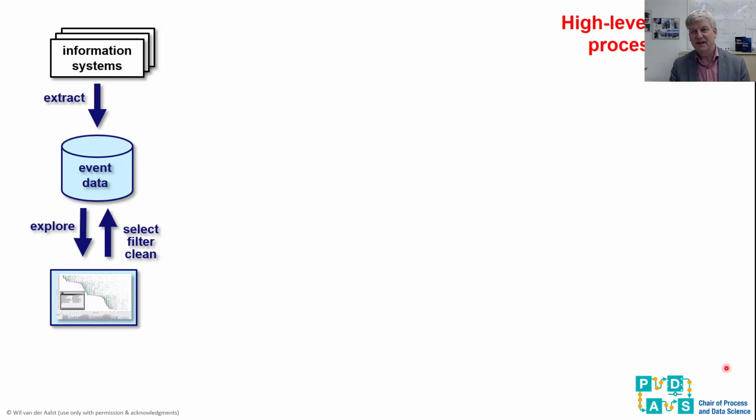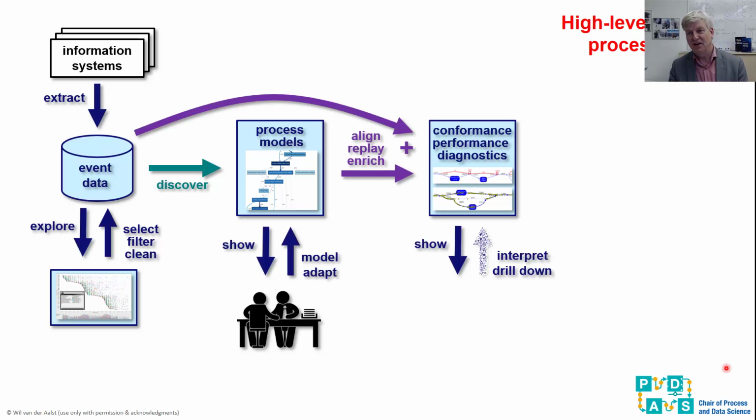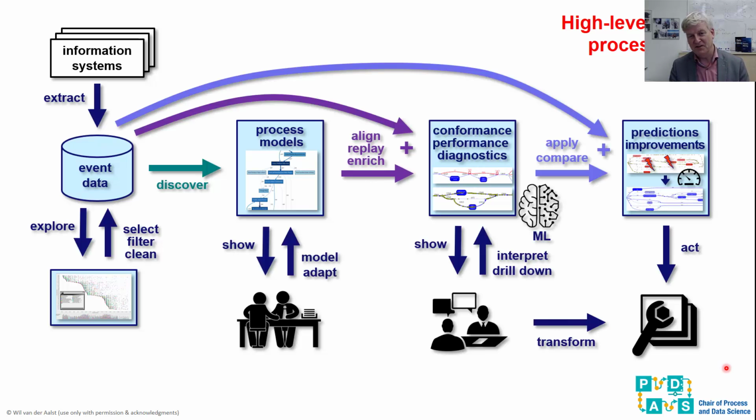Okay, let's provide a high-level overview of process mining. This is not a talk explaining process mining from scratch, but I simply need to set the scene. So process mining starts by extracting event data from information systems. One is able to explore, select, filter, clean such event data. Then we can automatically generate process models.